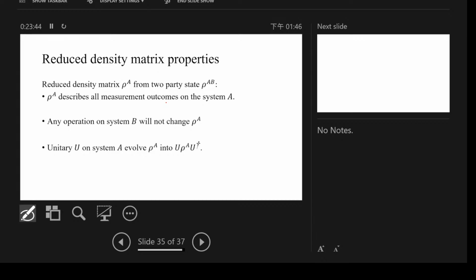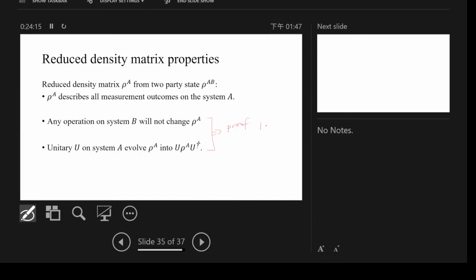Yeah, the book proof, I think it's quite complicated, but it should be correct. Anyway, it should have these three properties, and I just state them here without proof. First is that rho A will describe all the measurement outcomes that you can do on system A. And second is that we kind of assume it is true without proof, but you can also prove it rigorously. Those two proofs, I think you can do in homework if we find time to find a slot.